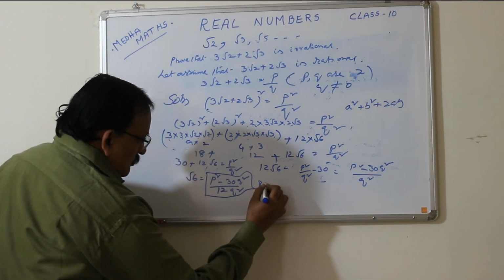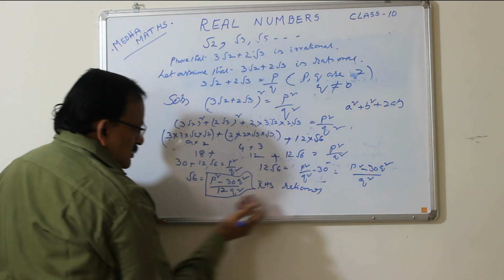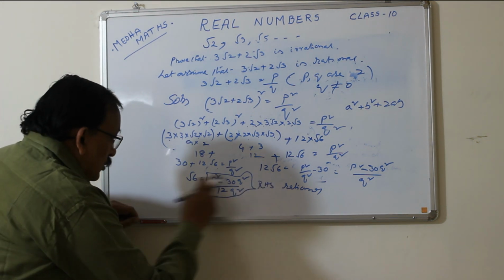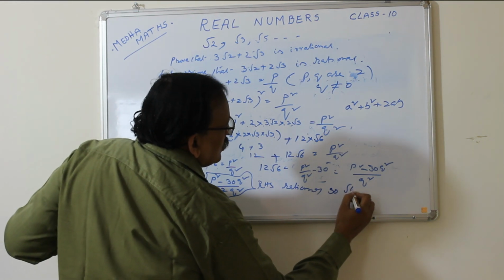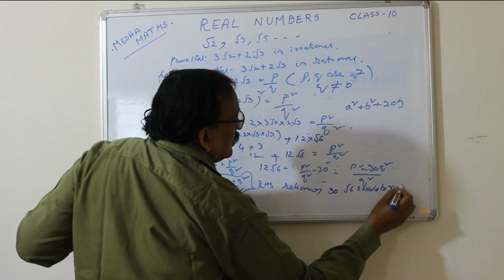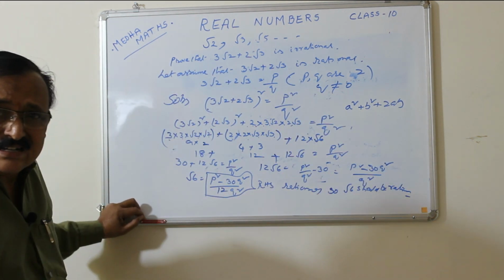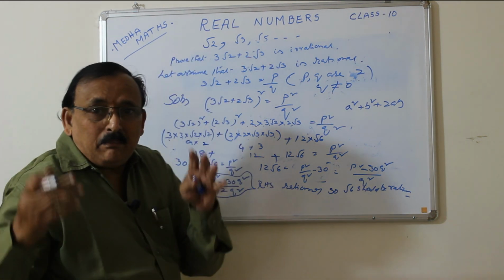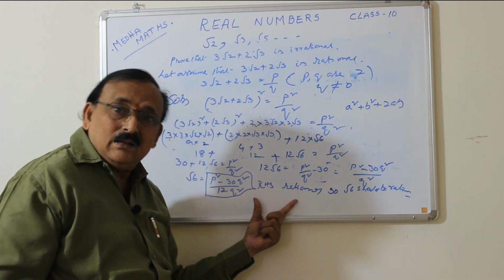The RHS is rational because it is in fraction form in terms of p and q, so √6 should be rational. But √6 is irrational, which we already proved earlier. So again my assumption is wrong. This statement contradicts my assumption.